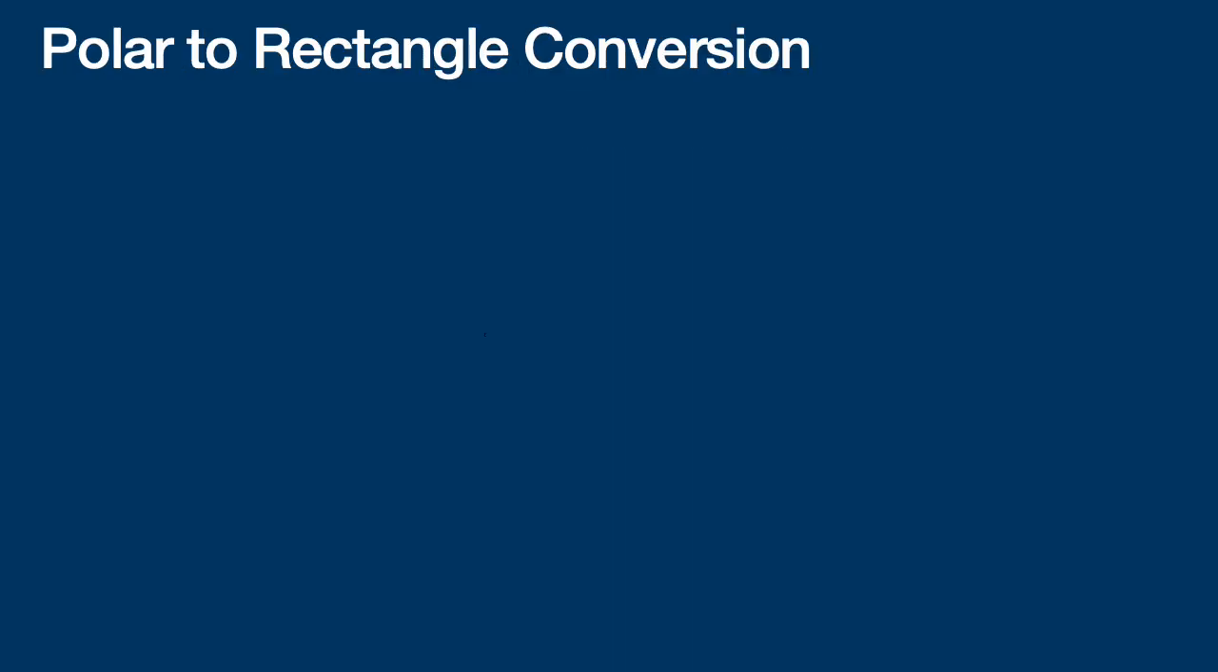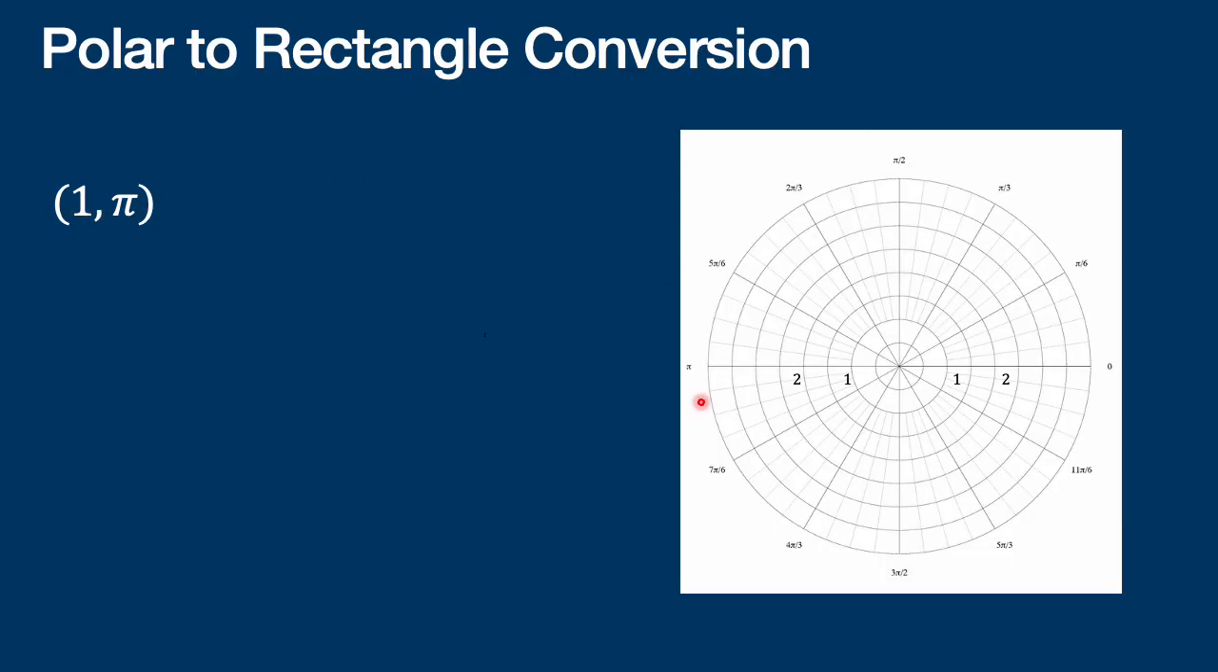Here is the first example, converting from a polar coordinate to a rectangular coordinate. The first example is (1, pi). Here is the polar coordinate. 1 represents the radius, theta is pi. So I'm going to plot the point (1, pi). The angle is pi, r is 1. That's what I plotted right here. Let's convert this polar coordinate to a rectangular coordinate.